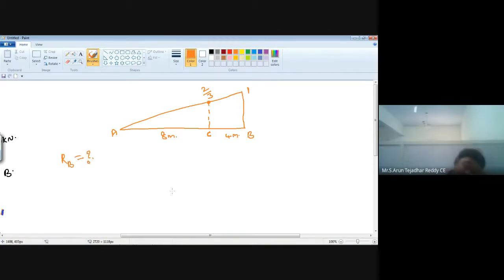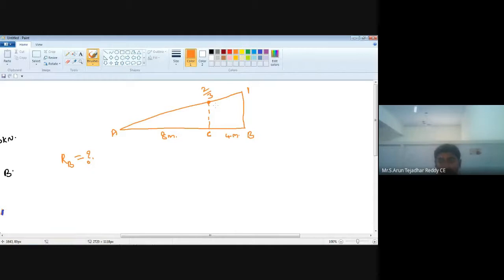See, in this problem, don't confuse. This is not a UDL. This is not uniformly distributed load. So don't shade any region, because it is not UDL. It's just point loads acting. It is wheel load, but we have 2 point loads. So the formula is very easy.